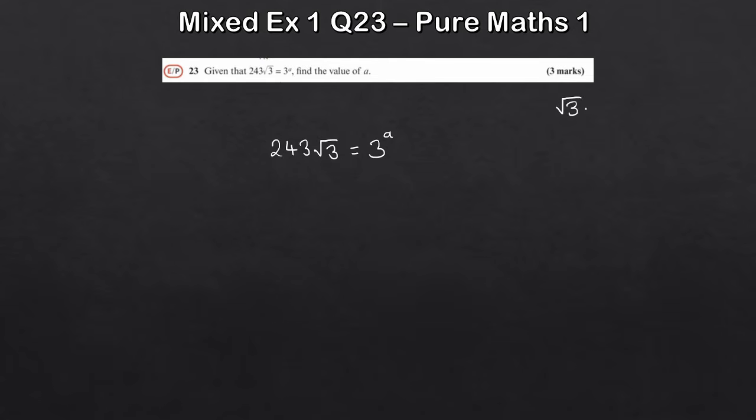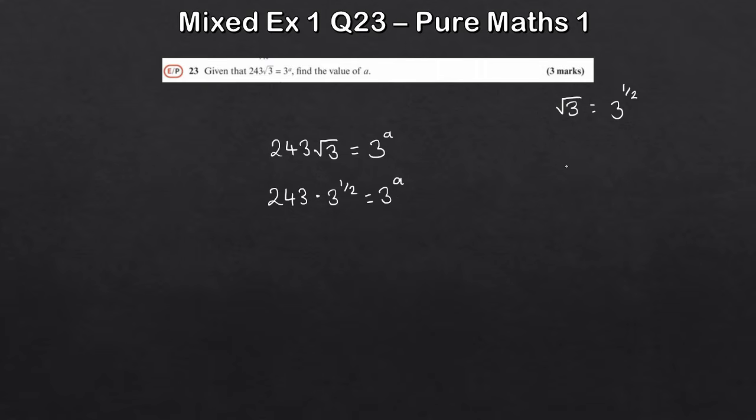So root 3, if we write that as a base of 3, the square root, remember, that's the power of a half. So that's 3 to the power of a half. So we've got 243 times 3 to the power of a half, equal to 3 to the power of a. Now once we write this down as base 3 to a power, we're timesing it, so all we've got to do is add the powers, and that will be a. So we've just got to reduce this 243 now.